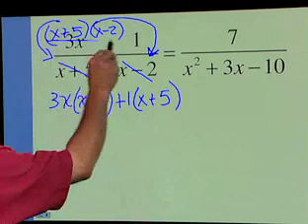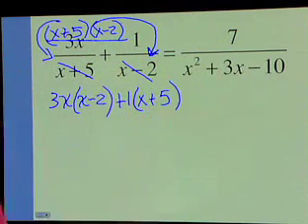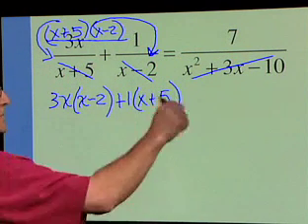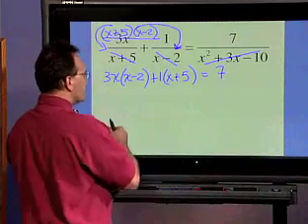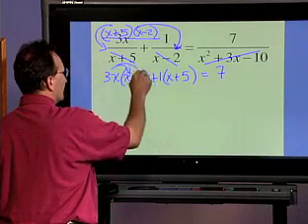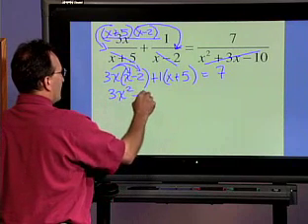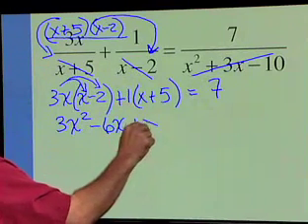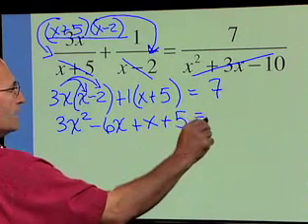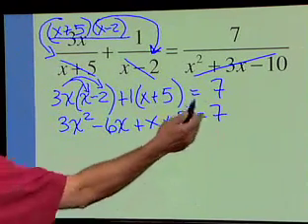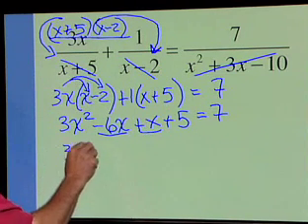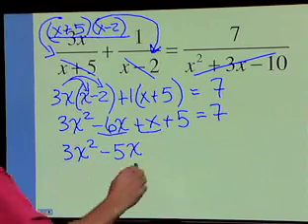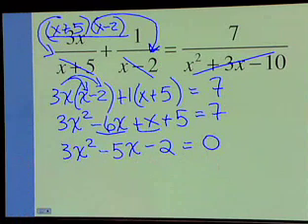And when I multiply those two factors times the other side, they will both together cancel the denominator, leaving me plain old 7. So now I need to distribute the 3x, and I get 3x squared minus 6x plus x plus 5 equals 7. I need to subtract 7 from both sides, as well as combine the linear x's, so I get 3x squared minus 5x minus 2 equals 0.